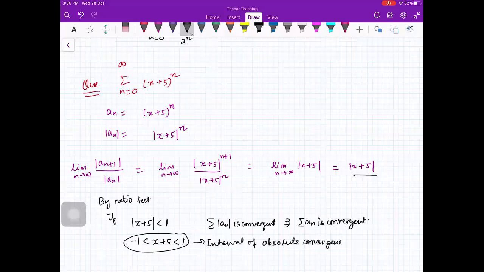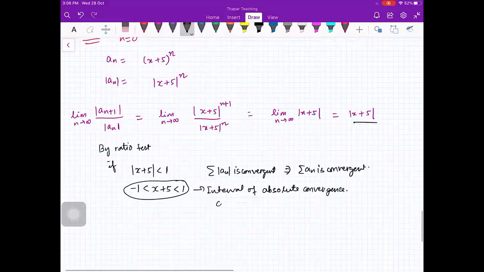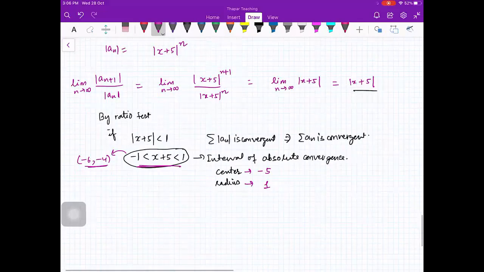Okay. So what is the center? Can you tell me? Anybody? What is the center? Minus 5. Minus 5 and radius is 1. So you can also write it as minus 6 to what? Minus 6 to minus 4. Right? So now we will check at boundaries.